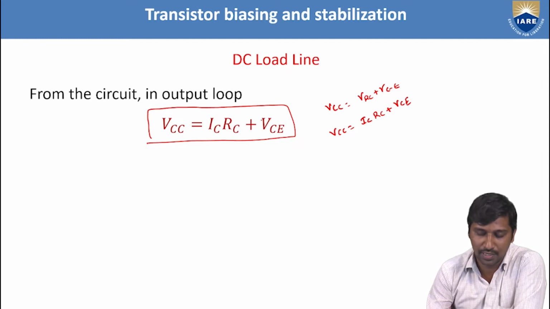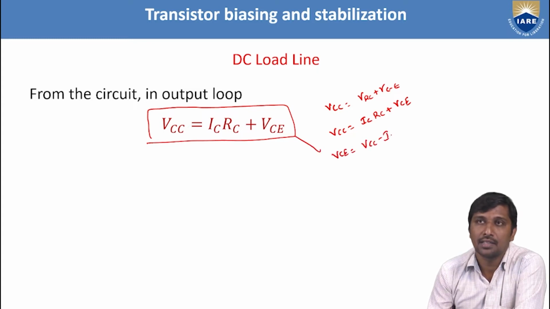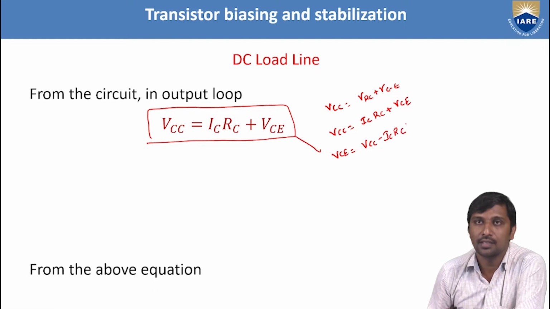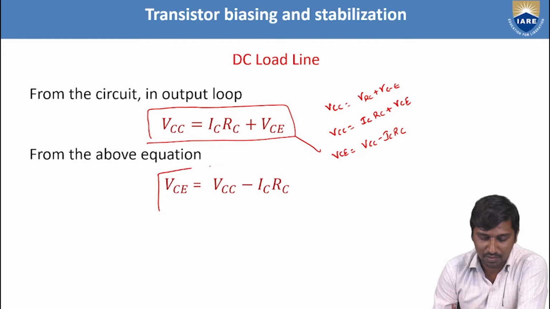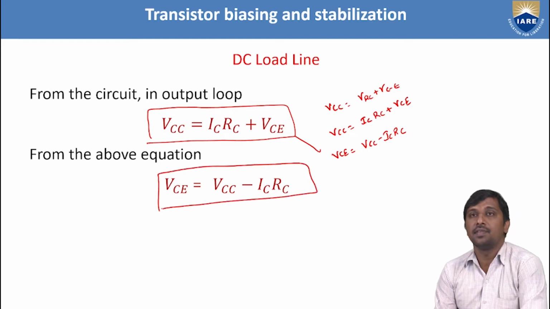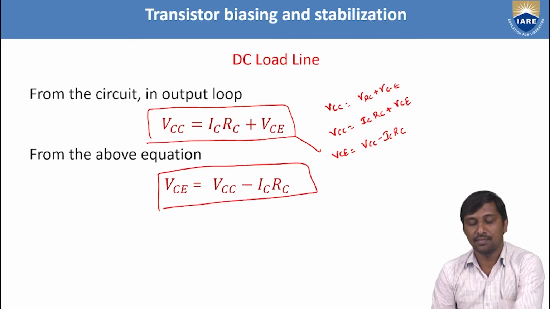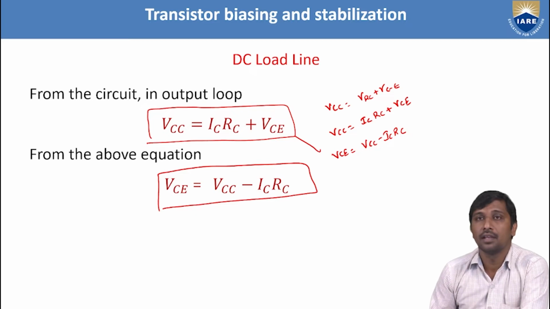From this, I am going to identify the output voltage. What is the output voltage? The output voltage is VCE. Hence, we need to determine VCE from this circuit. So what is the VCE parameter? VCE is equal to VCC minus IC into RC. So from the above equation, I derive this: VCE is equal to VCC minus IC times RC.